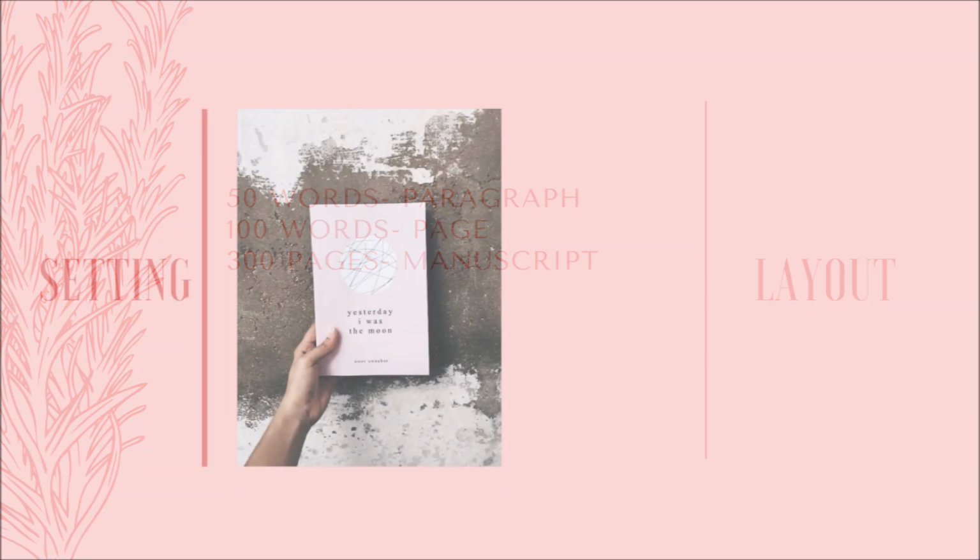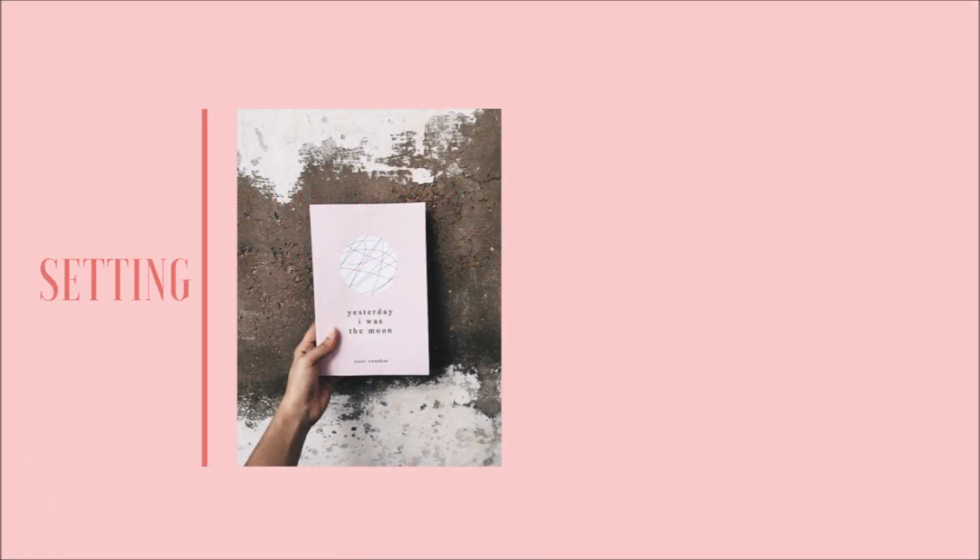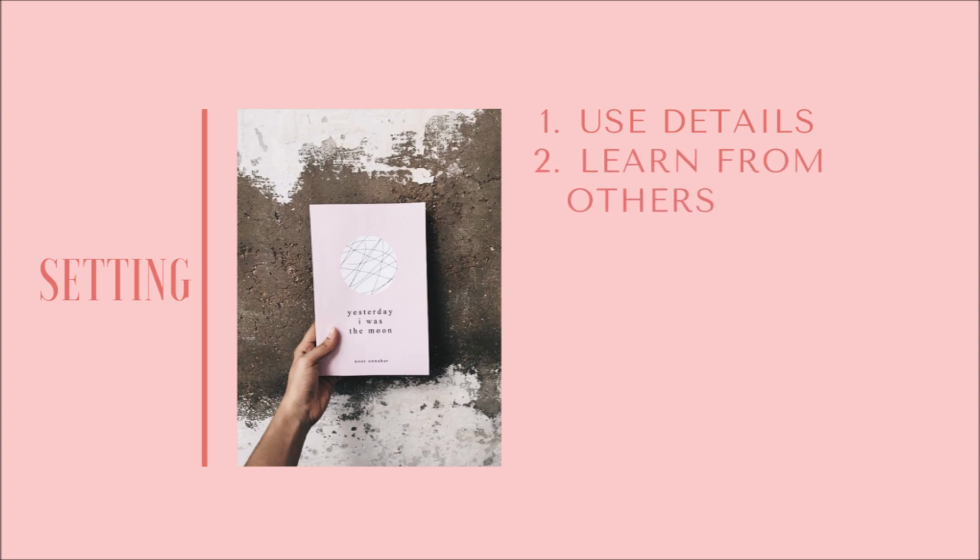Then comes the setting of your book. The setting should be such that it conflates with your plot. There are ways of making your story settings more vivid. You use details, that is, you make your own rules, you make your own secrets, maybe even your own mythical creatures, but you have to give details. The second is learning from others. Now, if you're writing a book that is set in Victorian London, you can get inspired by authors like Charles Dickens, so read his books.